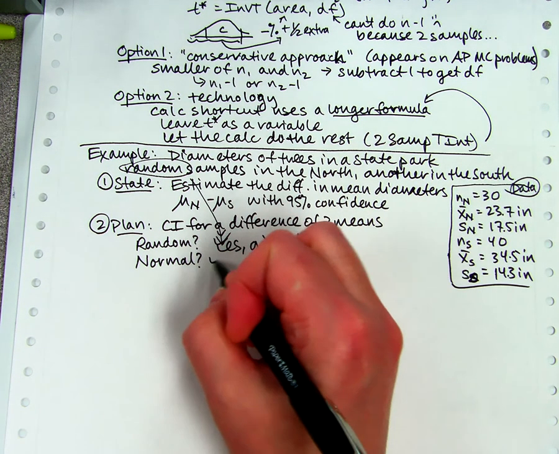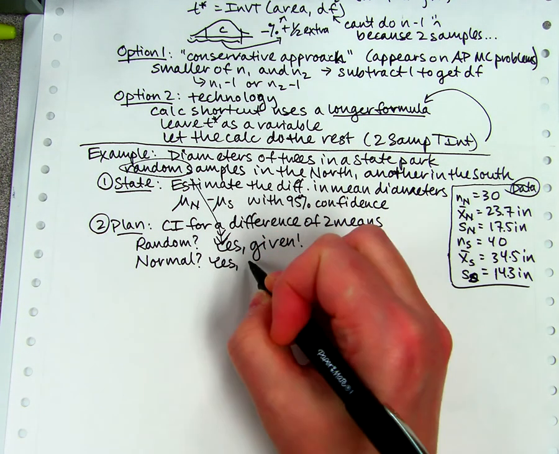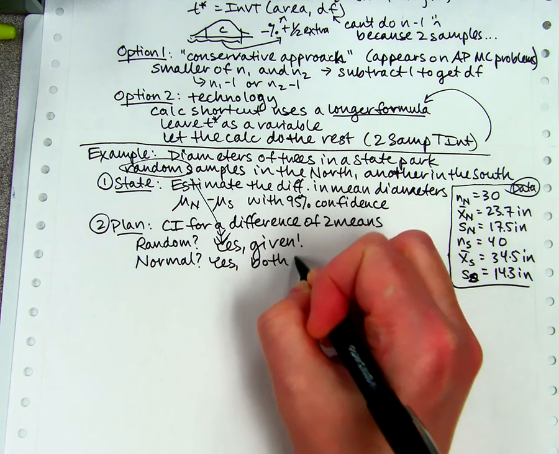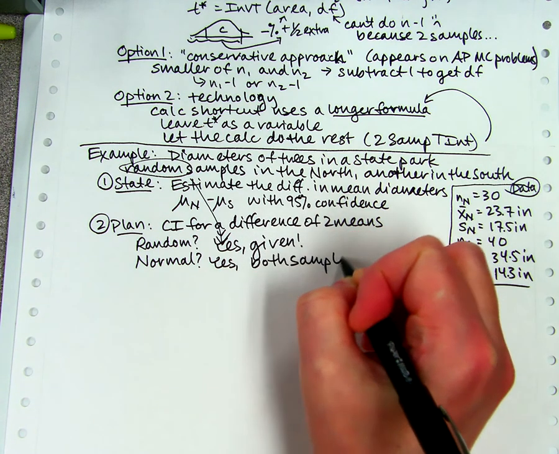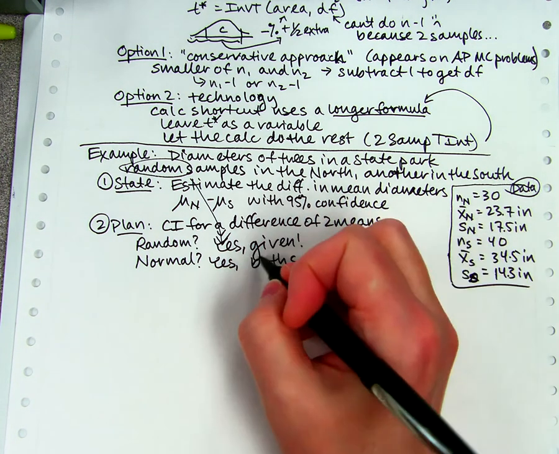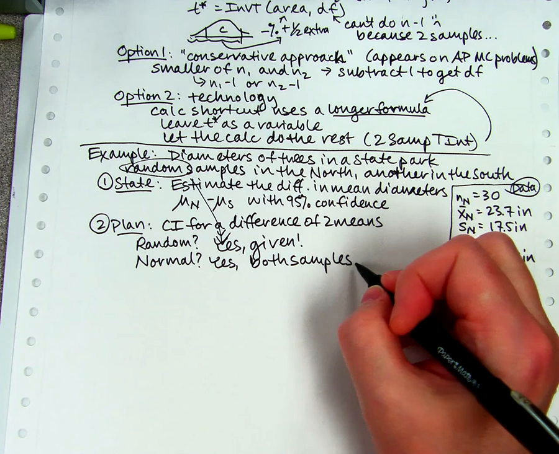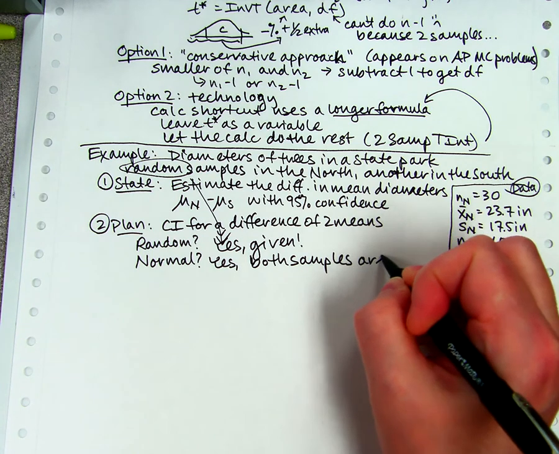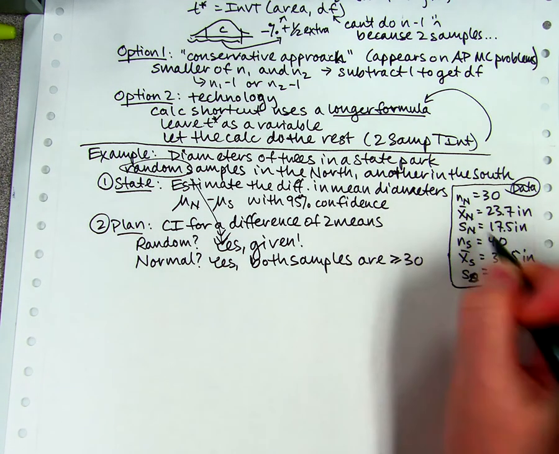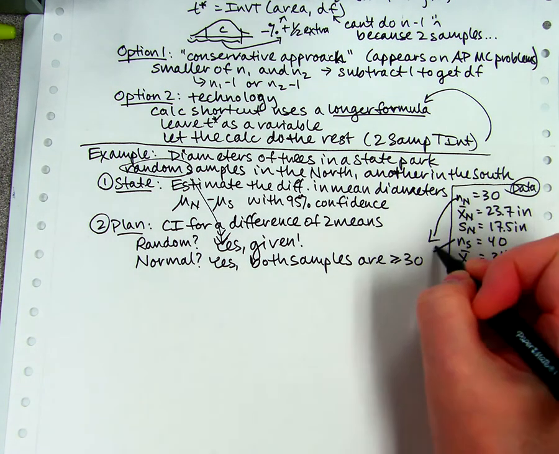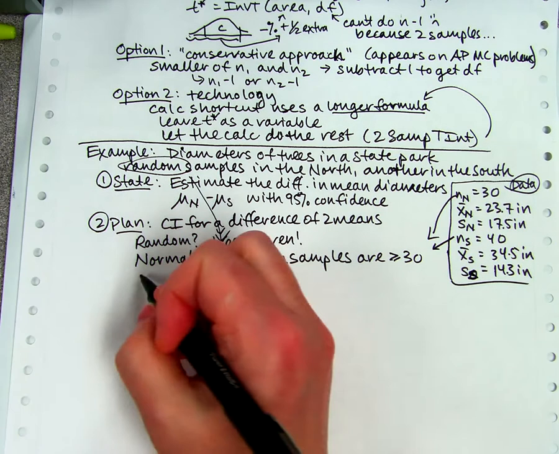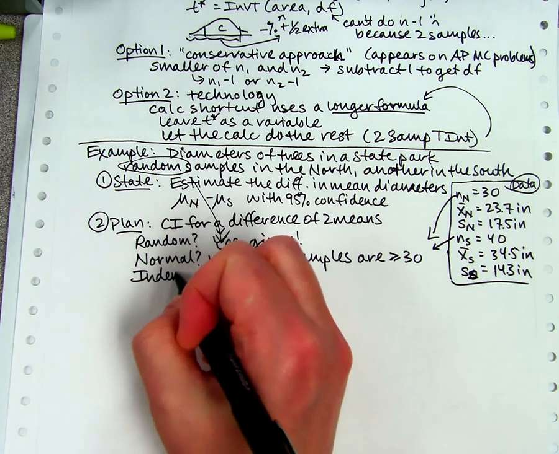So I'm going to say yes, because both samples, and maybe in one of next week's lessons, I'll do one where we have to graph it. Not today. Both samples are greater than 30. So that's good. Independent. Remember, we talked about this with proportions.